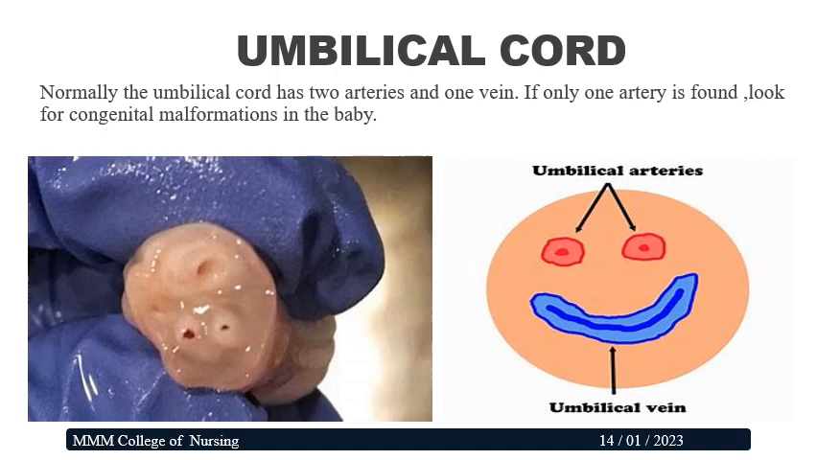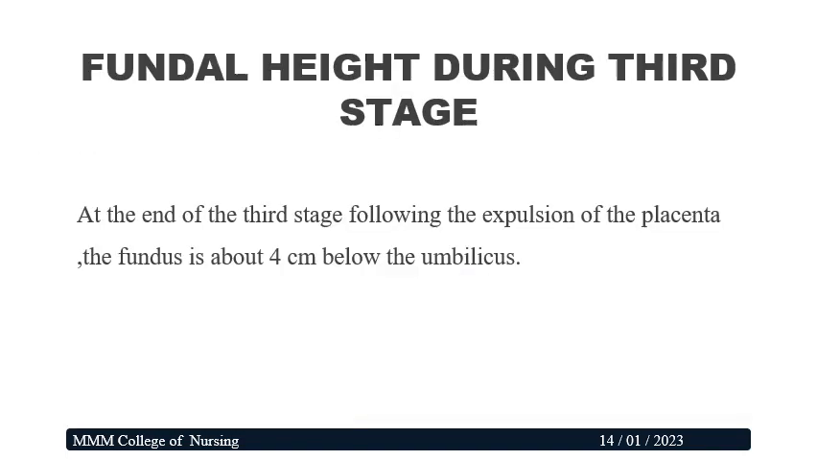The normal length of the cord, as I said, is 50 centimeters, and there should be presence of Wharton's jelly around the umbilical cord, which helps in prevention of any formation of knots. And if the cord is less than 20 centimeters, it is called a short cord, and if it is more than 50 centimeters, it is called a long cord. Okay, so that you should keep in mind. So this is how you have to check the umbilical cord.